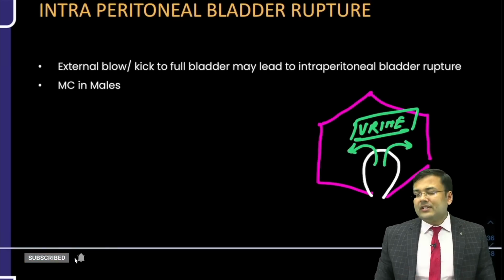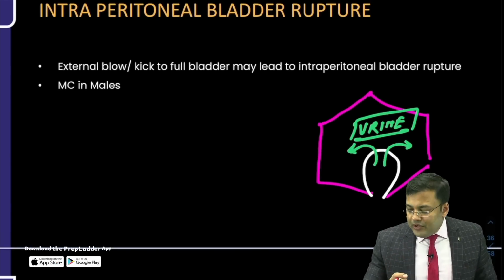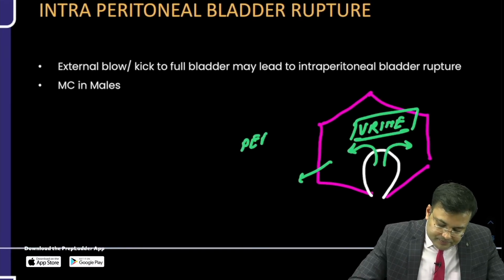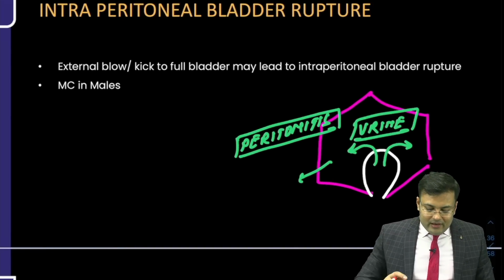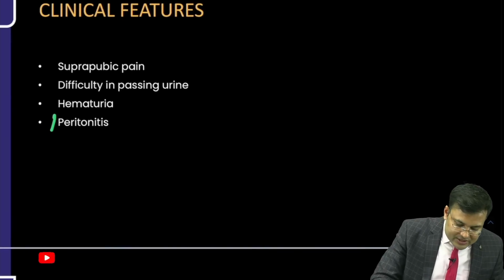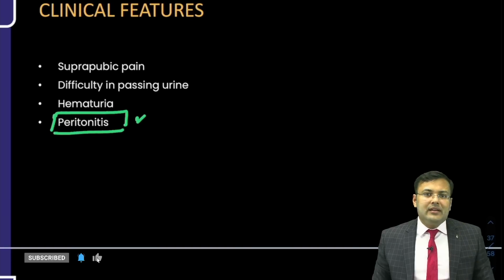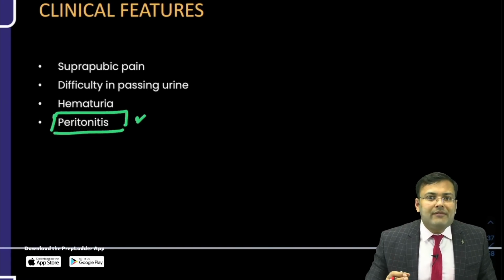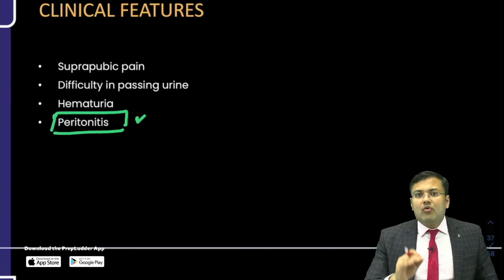What are the symptoms? Suprapubic pain, difficulty in passing urine, hematuria. Apart from hematuria, what else? Peritonitis. Apart from hematuria, these patients also have peritonitis. Clear? So the clinical features have additional peritonitis. Again here we inject the dye in the bladder and take CT. Investigation of choice is the same. What? CT cystography.